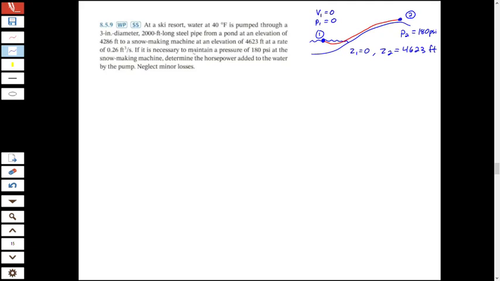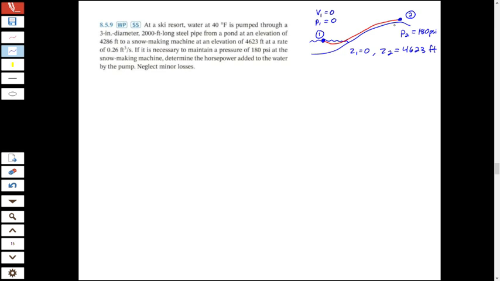We are at a ski resort now, and water is being pumped from the base of a mountain up 4,286 feet to a snowmaking machine. They give us the length of the pipe, they give us the diameter of the pipe, and they say that the pressure at the outlet, at 2 in this case, needs to be 180 psi.